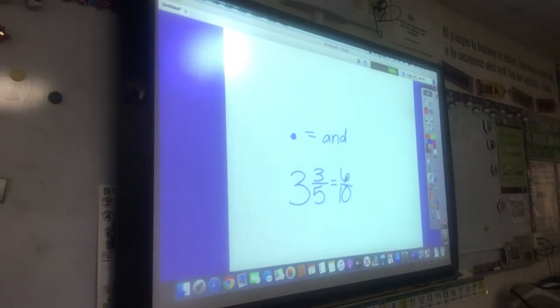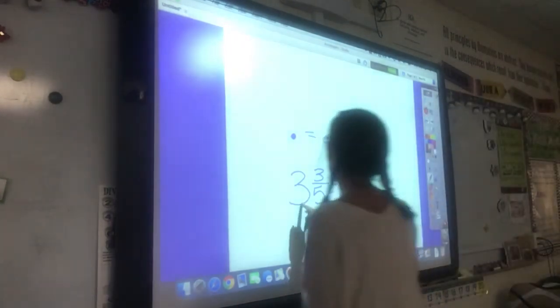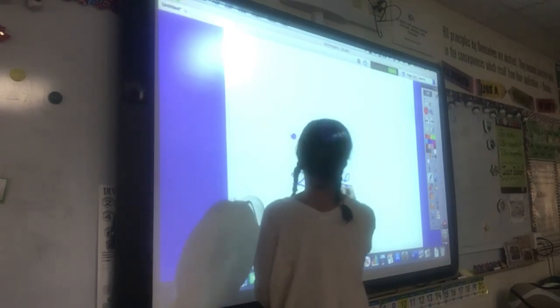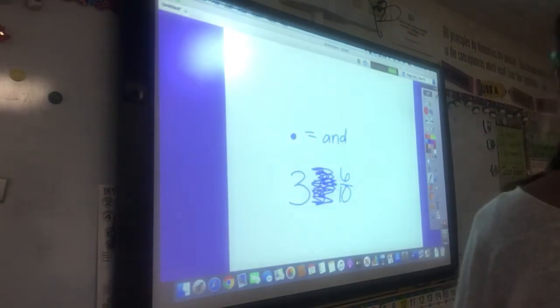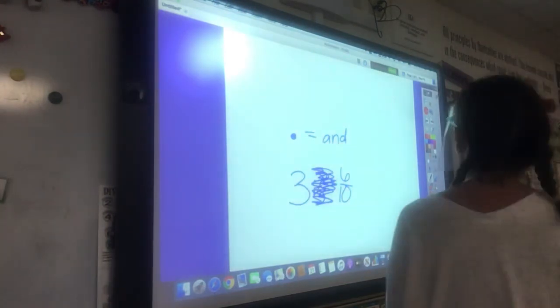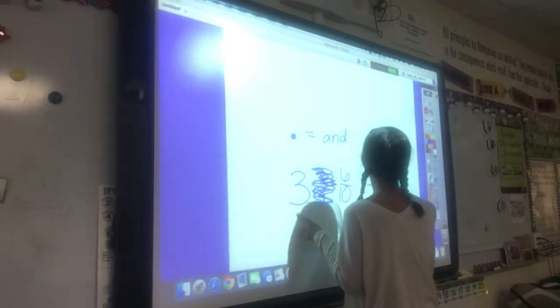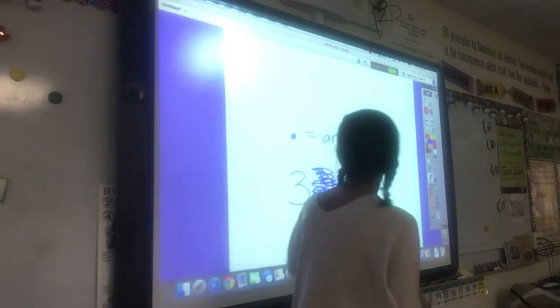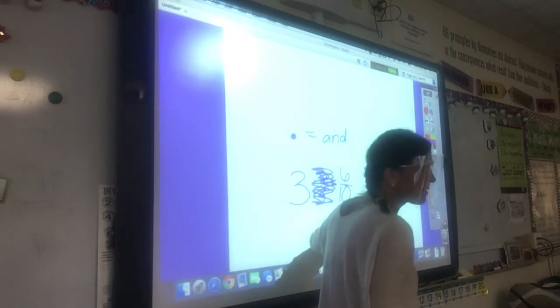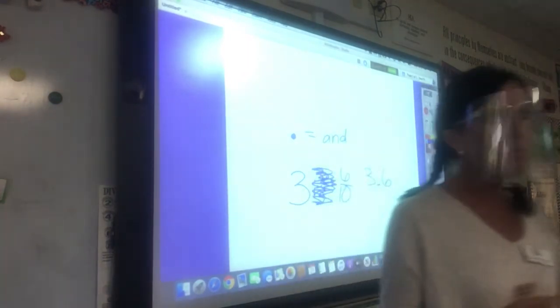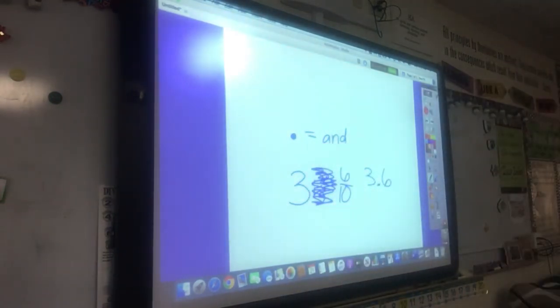Okay, so we just changed this mixed number from 3 3/5 to 3 6/10. 3.6. The decimal point is there, so it's just 3.6. It's just the same thing, it's just got a whole number in front of it. So 3 6/10, 3 6/10. We just have a whole number in the front before the decimal. We've changed it to 3 6/10.